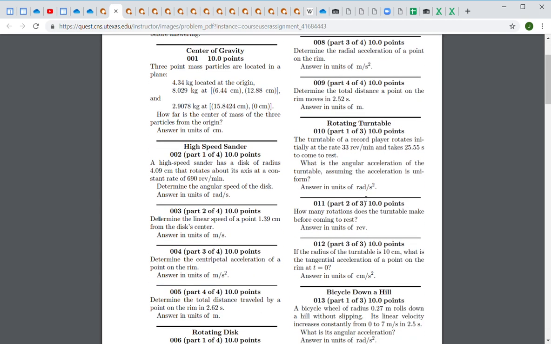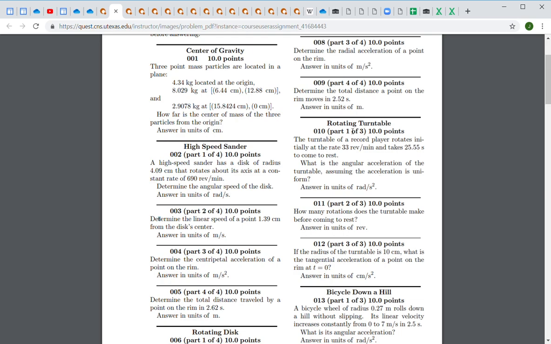Problem 10. The turntable of a record player rotates initially at 33 revolutions per minute and it takes so many seconds to come to rest. What's the angular acceleration of the turntable, assuming the acceleration is uniform? So this is a constant angular acceleration, so we can use our kinematics equations. One of them says omega final is equal to omega initial plus alpha times t.